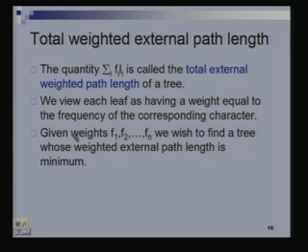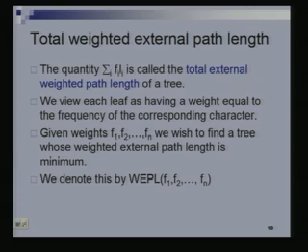So here for instance I write, given these weights or frequencies f1 through fn, we wish to find a tree whose total weighted external path length is minimum. And that's what we want to do. We are given the weights on the leaves. We want to build a tree whose leaves will be these and whose weighted external path length will be minimum.